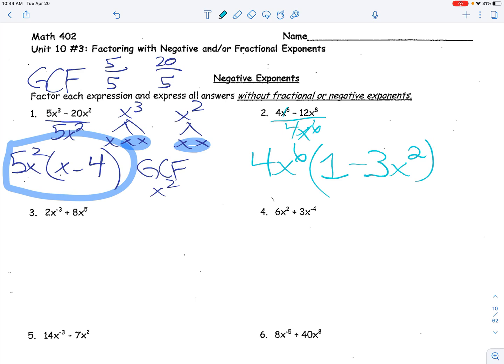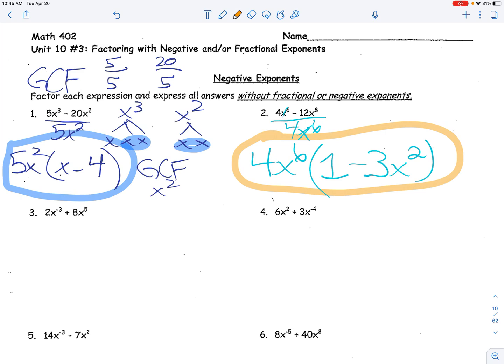Remember, we're just writing this in a multiplication format. So this product here should multiply to 4x to the 6th minus 12x to the 8th. We're not changing what this is. We're just rewriting it as a product. That's all. So does this have any fractional or negative exponents? These are good. I don't see fractional exponents here. I don't see negative exponents. So that's your answer, people, to number 2.